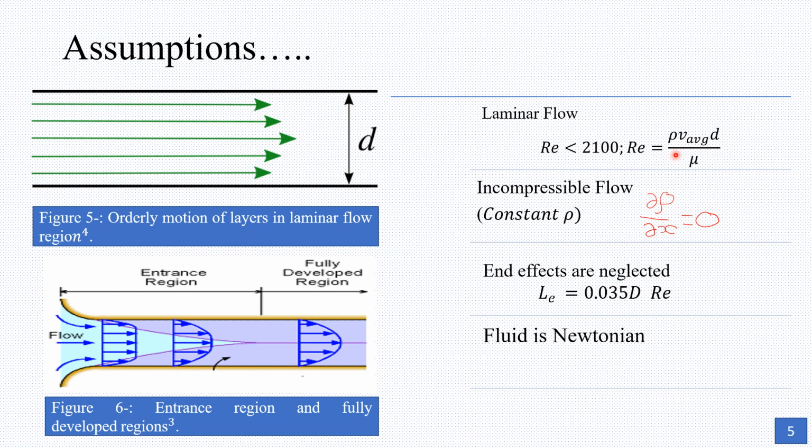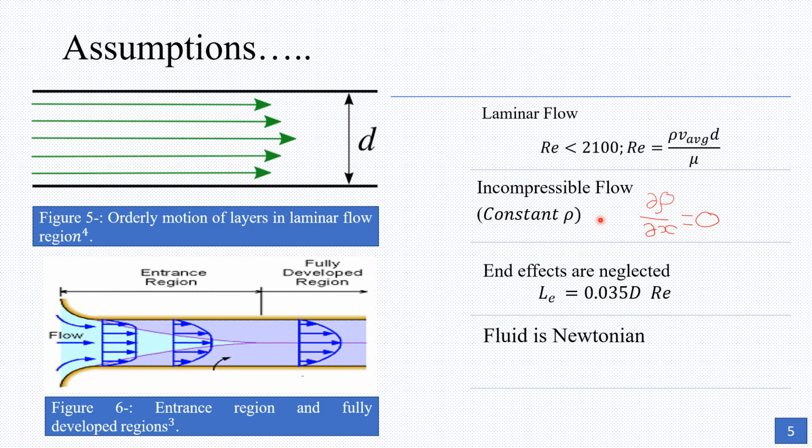So the Reynolds number for a pipe is given as rho v average d divided by mu, where rho, v average and mu are the density, average velocity, and viscosity of the fluid respectively, and small d is the diameter of the pipe. If this Reynolds number is less than 2100, the flow is laminar. Next assumption is incompressible flow.